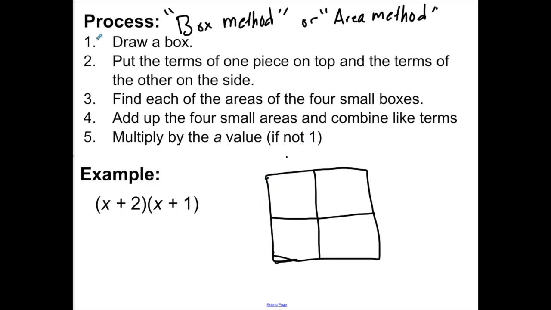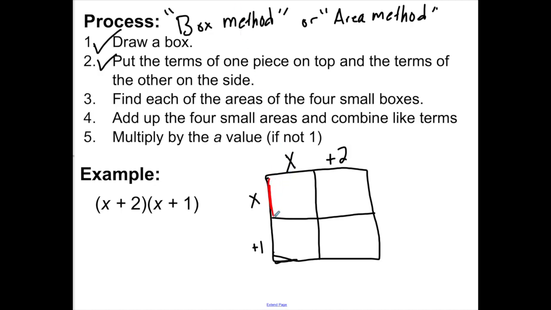So what we're going to do now that we've drawn our box is put the terms of the first piece on top. And by piece, I mean x plus 2, and the terms of the other on the side. So I'm going to call this x plus 1. Okay, and what I've done is I've taken this box and I've broken it down into different pieces. So I've got 4 pieces here. So let's see if we can figure out each area.